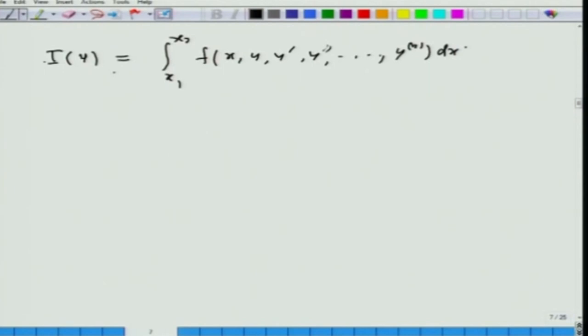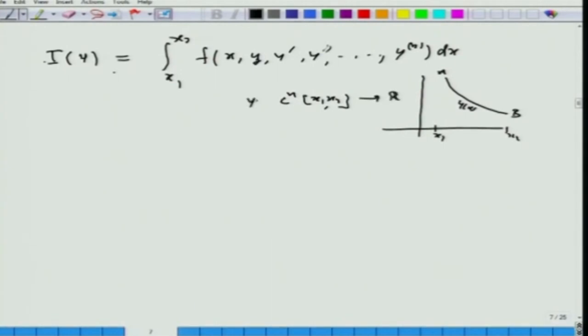So again, the curve y is expected to pass through those given points A and B. This is y(x), and it has more smoothness now. So the admissible class has to be C^n from x1 to x2. So y has to be in this space of functions C^n: up to the nth order derivative should exist and it should be a continuous function from x1 to x2.